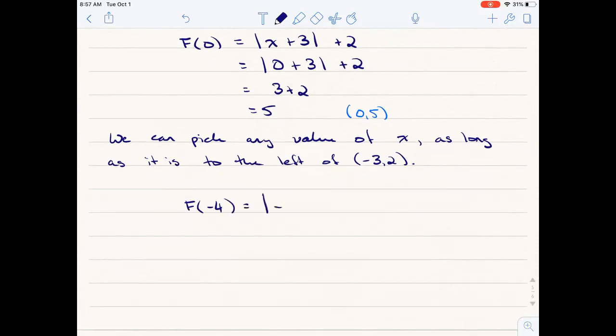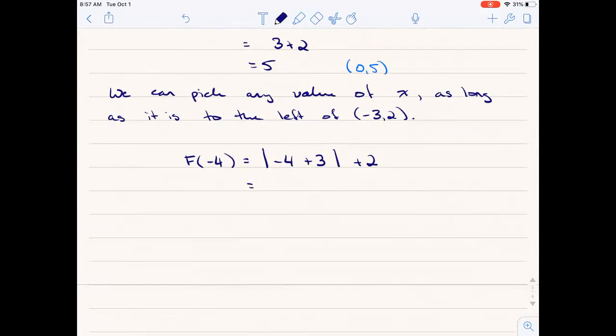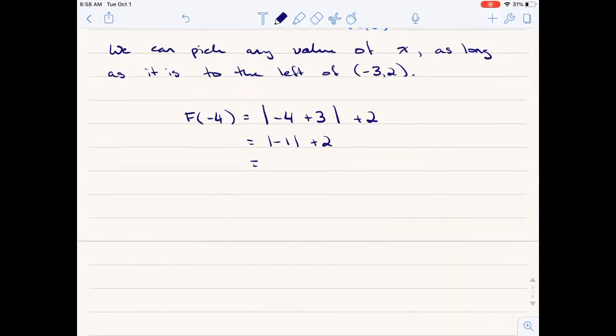f at negative 4 is the absolute value of negative 4 plus 3, plus 2, which is going to be the absolute value of negative 1 plus 2. In practice, if we've just got this value in the absolute value, we know it's just going to be 1. But really what you're doing is saying, oh, the value inside is negative, and so I have to take the negative of that value, going back to that piecewise function we looked at. But in practice, it's just going to be 1 plus 2, which is 3.